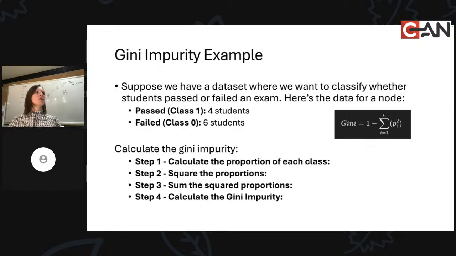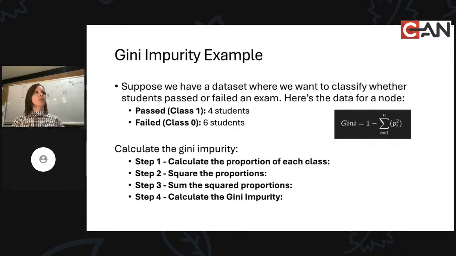All right, let's look through a very specific example. Let's try to calculate this, and maybe we'll walk through this one together, and then on the more complicated example, I'll just ask you guys to give a shot at this. We'll give it 5 minutes. Suppose we have a data set and we want to classify whether a student has failed an exam. Here's the data for a given node.